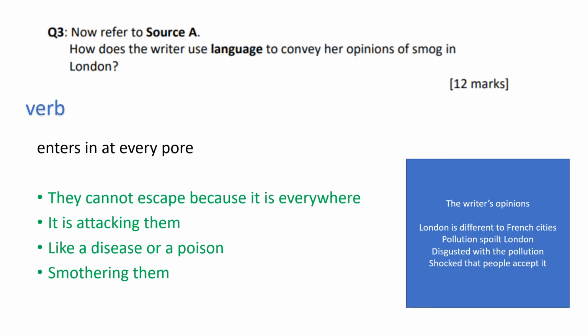And then we can start referring to techniques. And we can say, well, we've got the verb enters. That's how the pollution is getting to people. It's entering them, okay, which suggests obviously movement. And then we've got the noun phrase every pore. So this idea that it's getting everywhere. So you can see how easy it is to pull those in together. So we're going to do it again for another one.